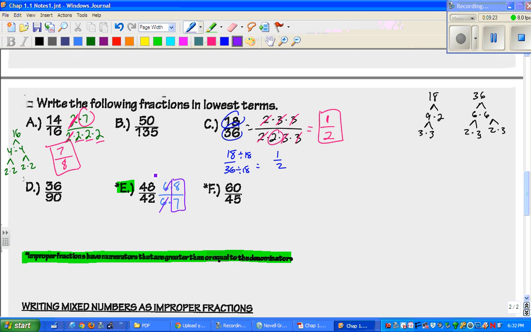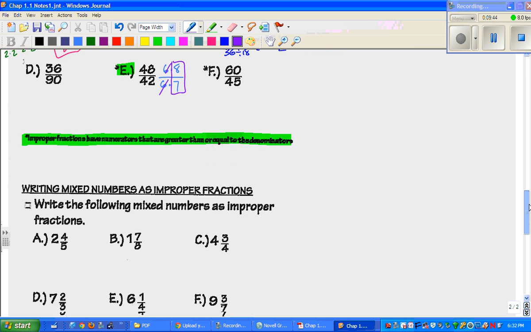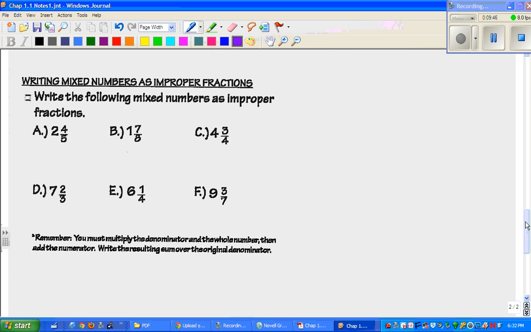So there are multiple ways that we can do these problems, like in problem A, where we broke everything down to prime factorization. In C, we realized you can divide it by 18 right away. In E, we broke it up and we can cross out the 6's. There are multiple ways to do these problems, and that's one of the nice things about this. Whichever way works best for you is how you can do it.